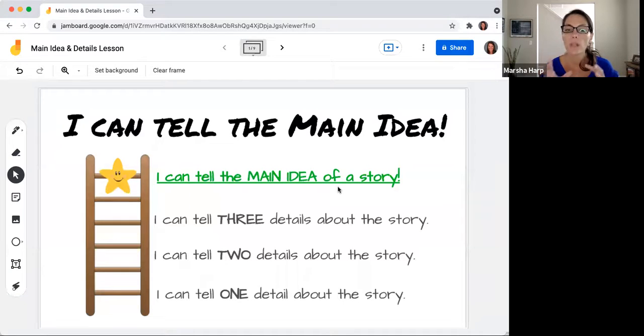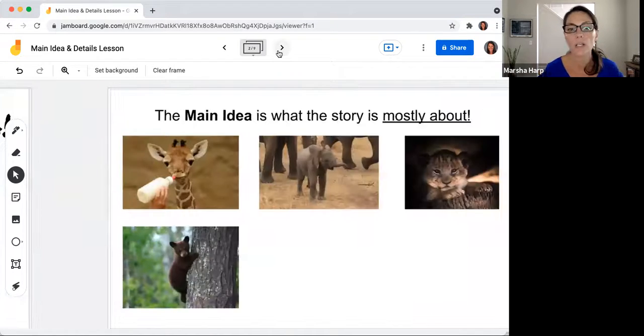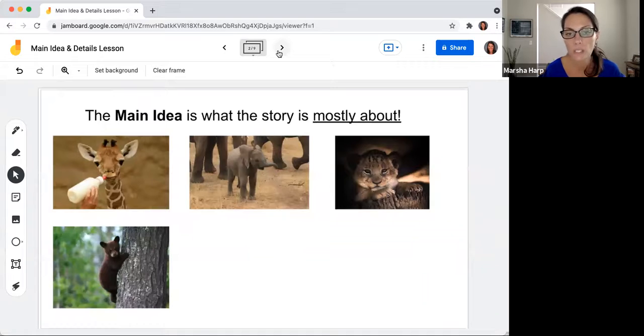And so we're going to put the Eric Carle story aside for just a minute, and I'm going to help you understand what the main idea is so that you can find what the main idea of the story in The Tiny Seed is. All right, so the way we're going to do that is we're going to go to this next page of the Jamboard.